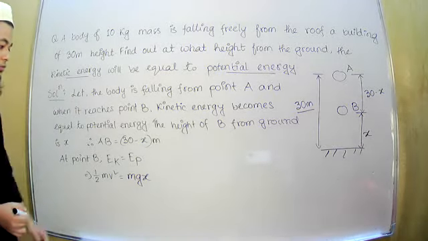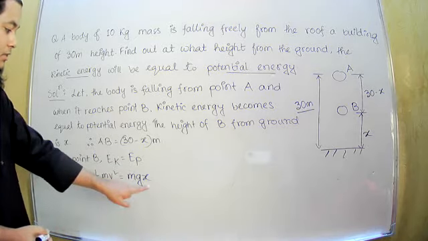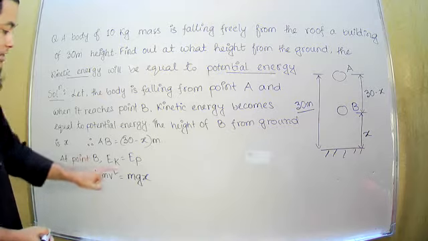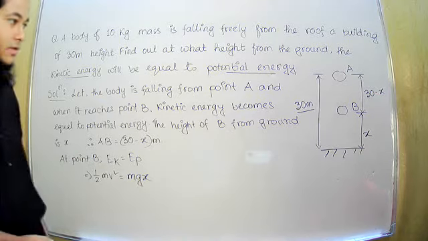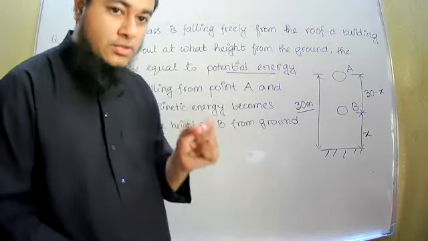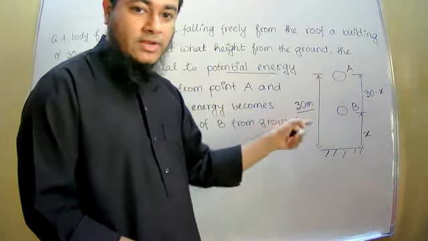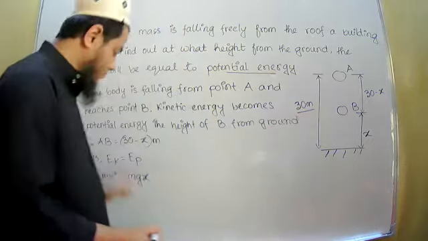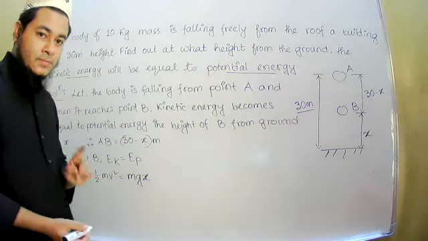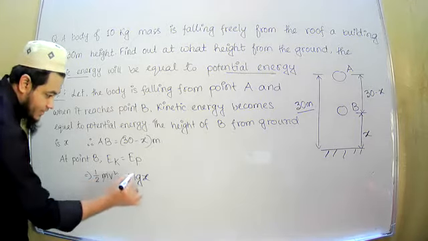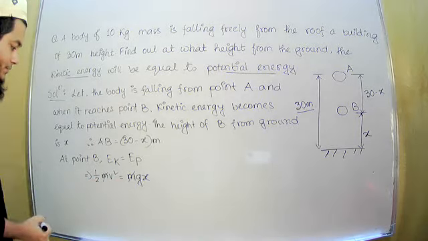Before you write potential energy, you have to make sure which point you are considering. For that point, you need to put the height here. If I had used the equation of potential energy for point A, the height from the ground I would have written as 30, so it would be mg into 30. So please remember. Now from both sides, you can see that m and m can be cancelled, right?